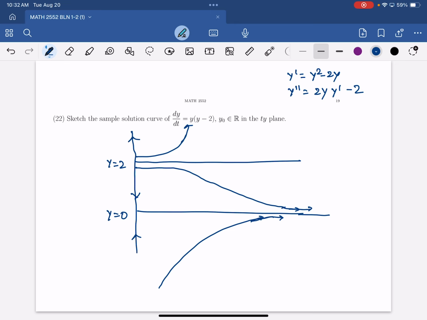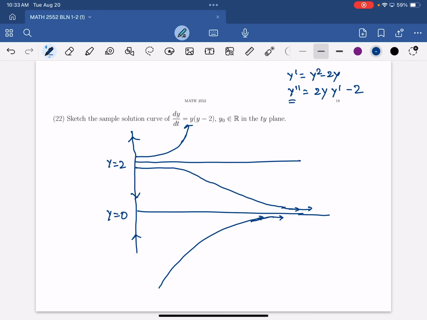I have two things. One is that, remember, when the independent variable is t, when you find the second derivative, it's not 2y minus 2, it is 2y times y prime minus 2. It's a chain rule. Number one is that, okay? And number two is I need to go back to the previous problem and change something else.